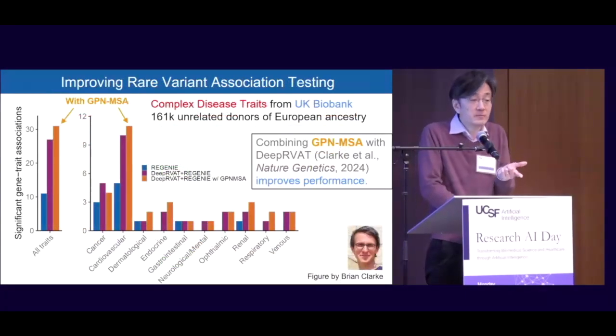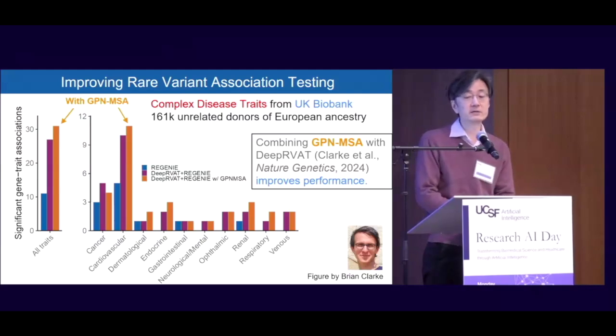So what can we do with this model? We think the real utility of the model is rare variant association testing. We think that we can improve rare variant association testing, and we are collaborating with the team that developed DVAR-VET, published in Nature Genetics last year. So this plot is showing that by incorporating GPN-MSA scores into rare variant association testing, we can boost the power of detection.